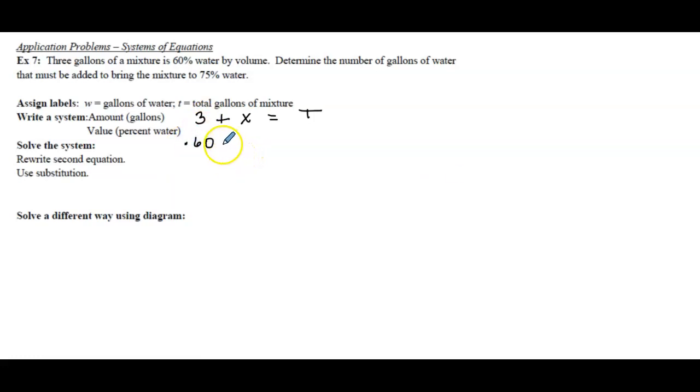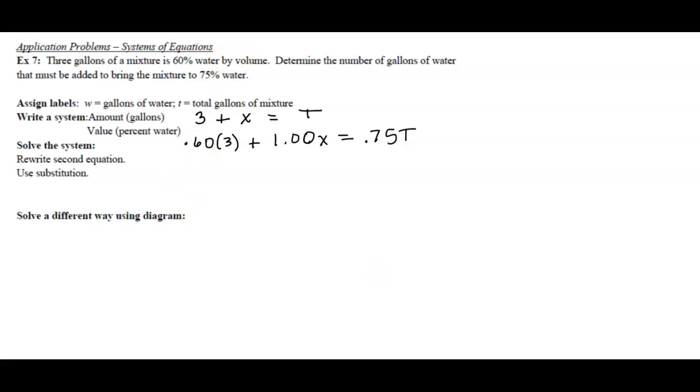We have 60% water of that 3 gallons. And we are going to add 100% water, and we don't know how much we're going to add, so that's x, and that's going to equal, we want a 75% mixture, so it'd be 75% of the total. So there are my 2 equations.